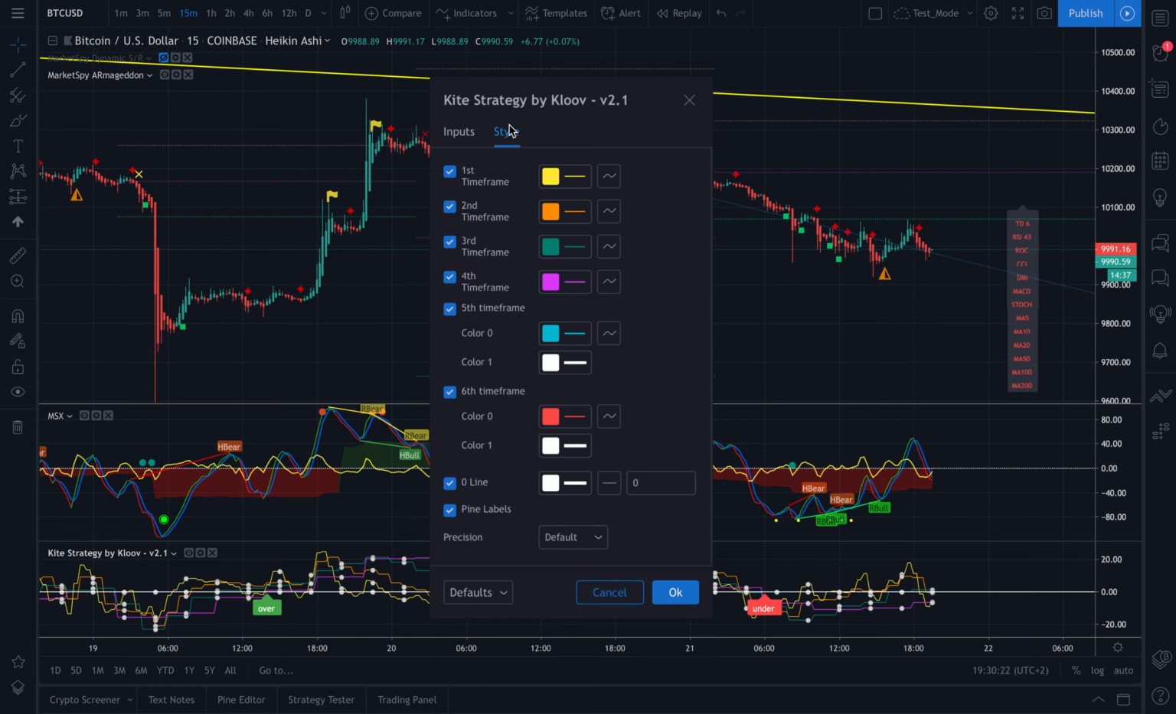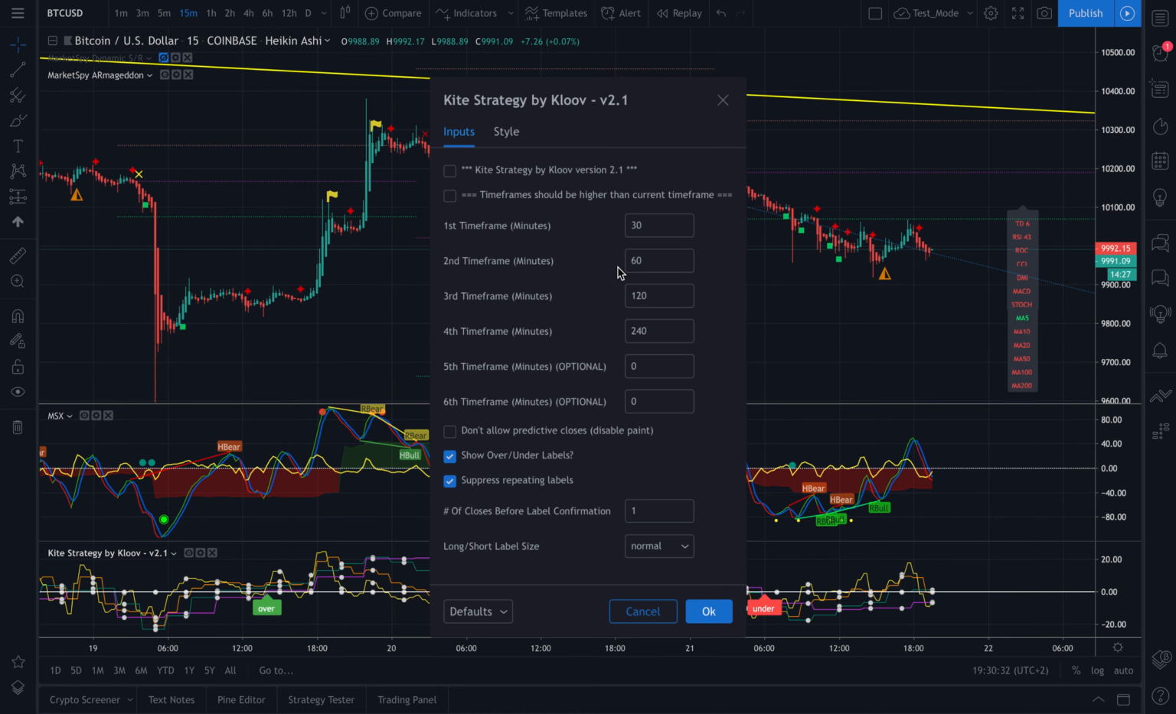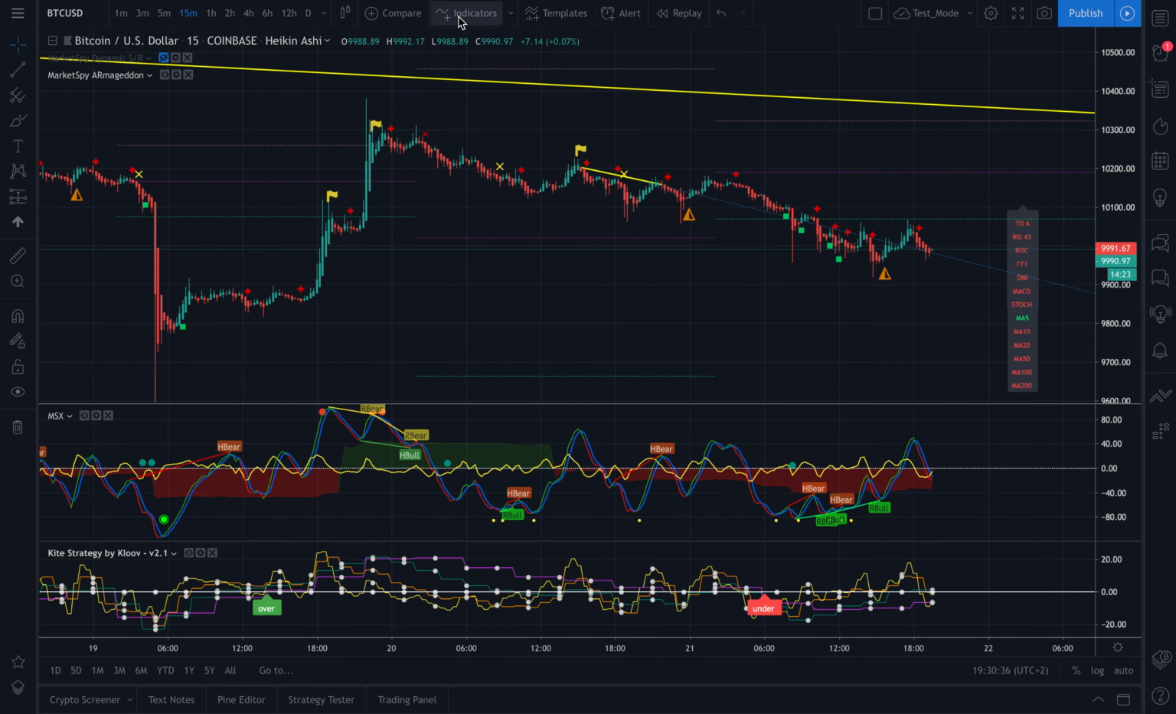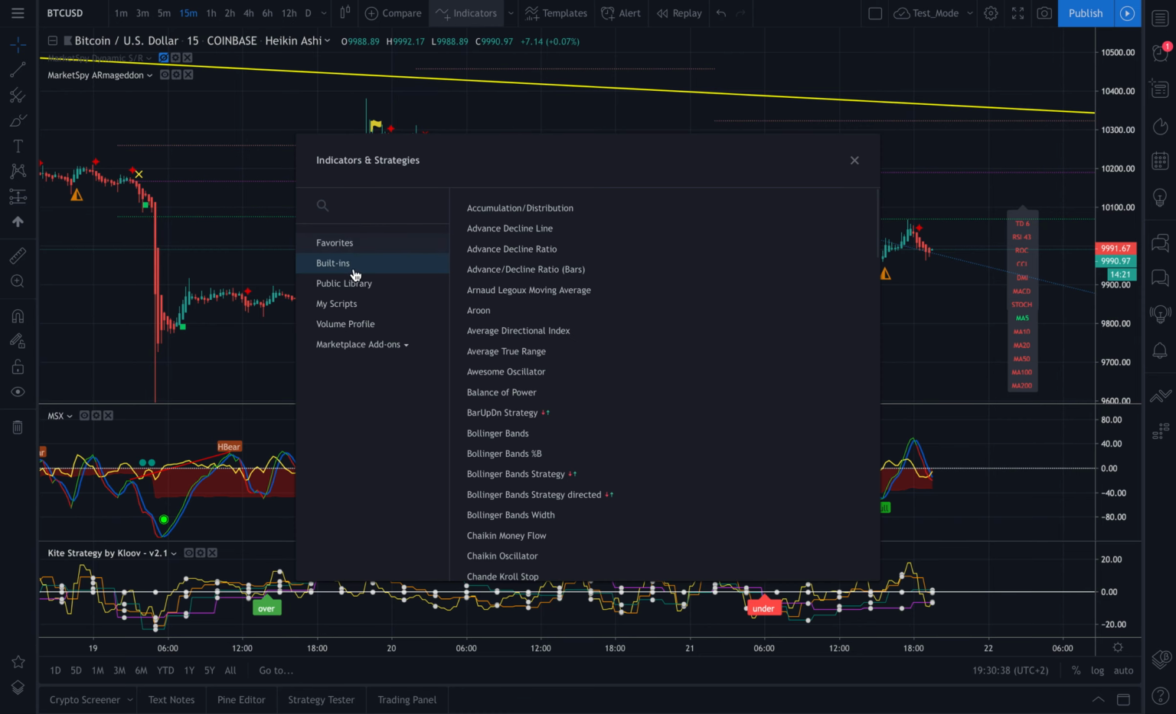Time frame, you can change the style of the complete indication. I leave that as default, and that's it so far regarding the Kite strategy. You can add it to your chart if you enter here. Just wait a minute, I have to refresh.